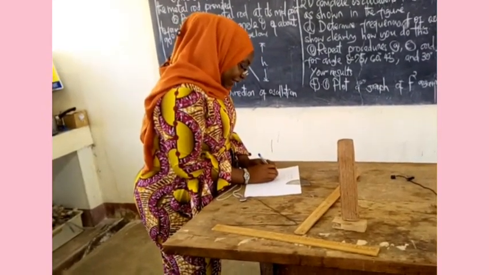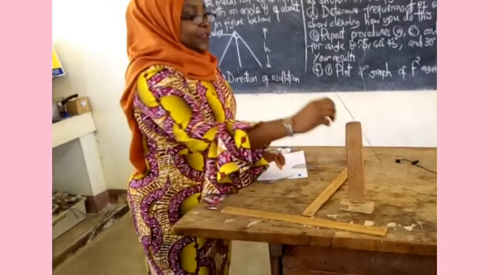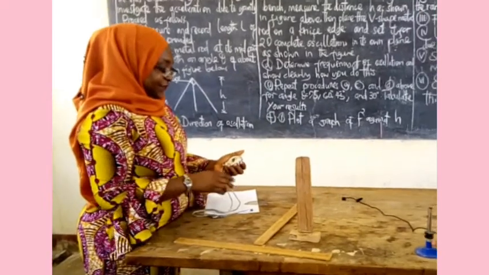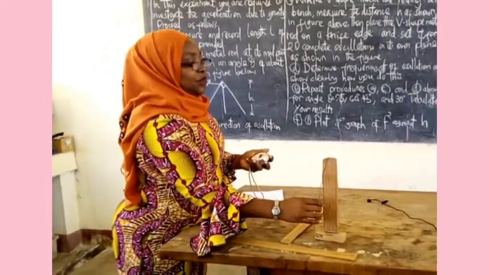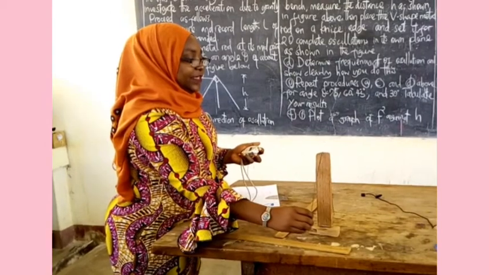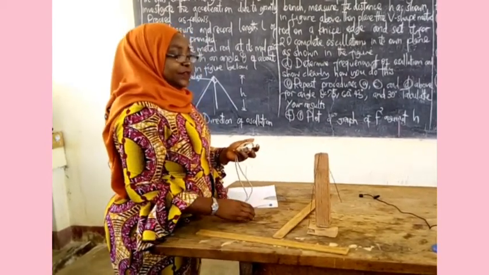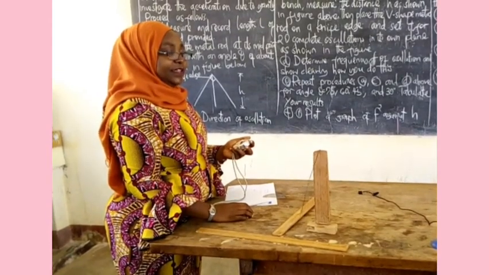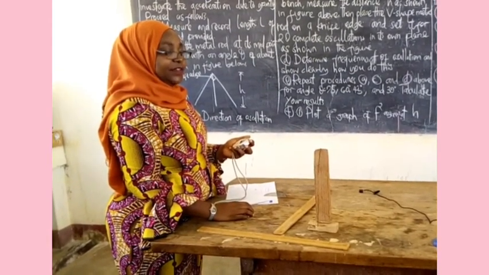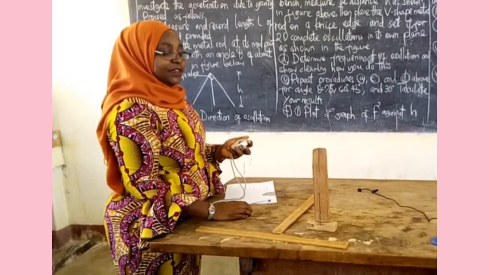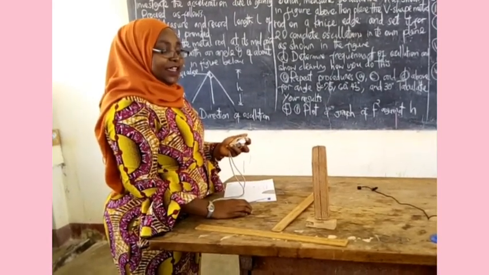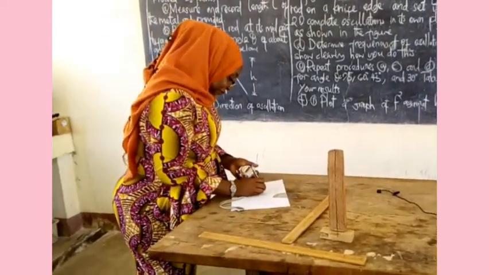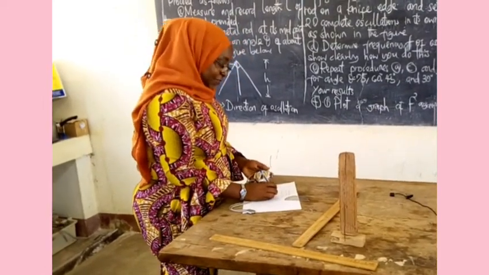Okay, I have the length here. So then place again on the knife edge, then start counting. 1 2 3 start. 1 2 3 4 5 6 7 8 9 10 11 12 13 14 15 16 17 18 19 20. I have time for 20 oscillations.